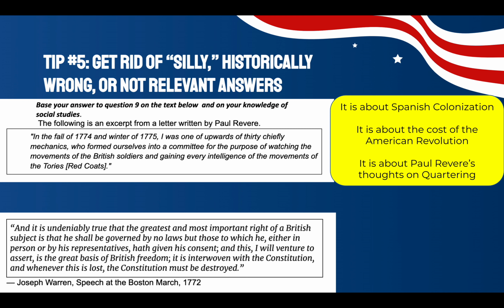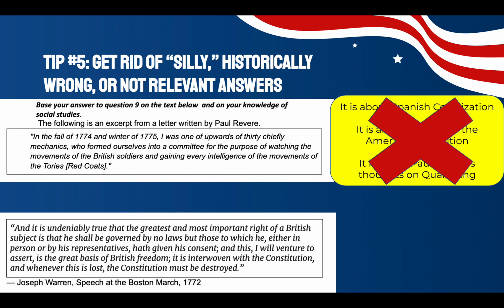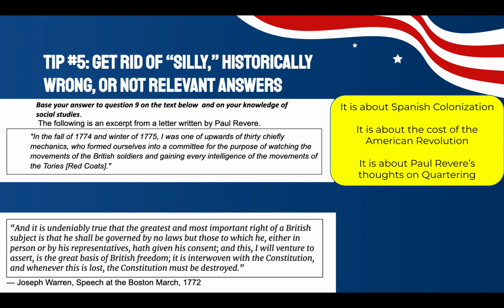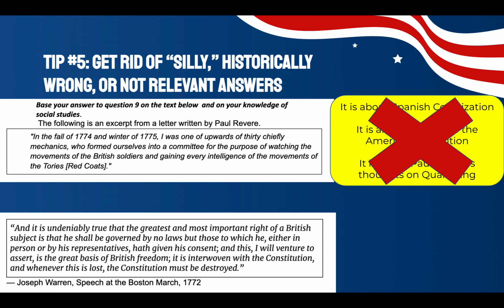Some of them are a little bit trickier, though. If you get one that says this document's about the cost of the American Revolution, it's a little bit trickier because this does take place around that time period. We are talking about British soldiers, and it might throw you off, but costs are not mentioned here. It's not right. Same thing, if you get a multiple choice that says it's about Paul Revere's thoughts on quartering, it's tricky because we know this is Paul Revere, but nothing about quartering is mentioned in here.